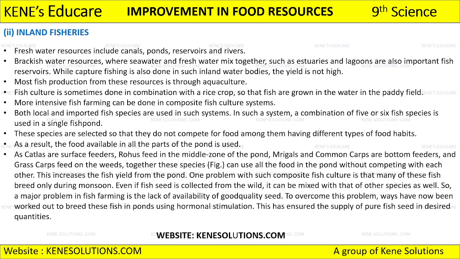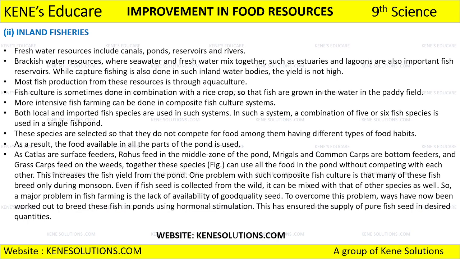So along with the rice crop, fish culture is also done, and more intensive fish farming can be done in a composite fish culture system. Both local and imported fish species are used in such a system, and a combination of 5 or 6 fish species is used in a single fish pond. So in a single pond, we will be getting 5 to 6 species of fish.